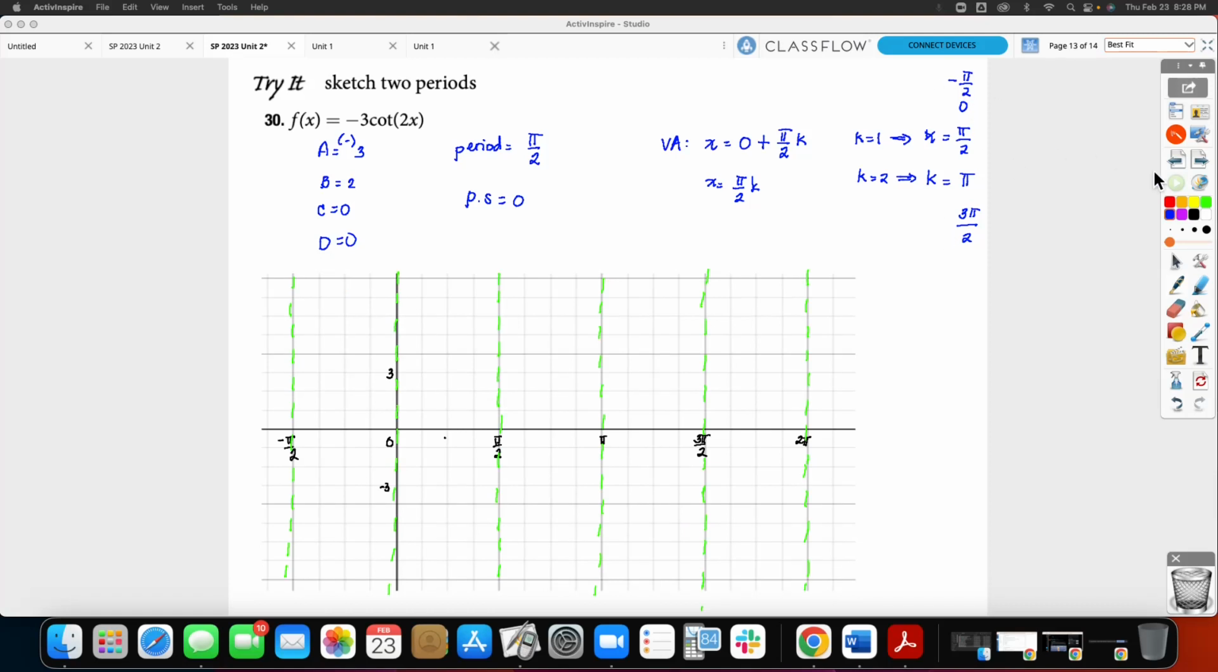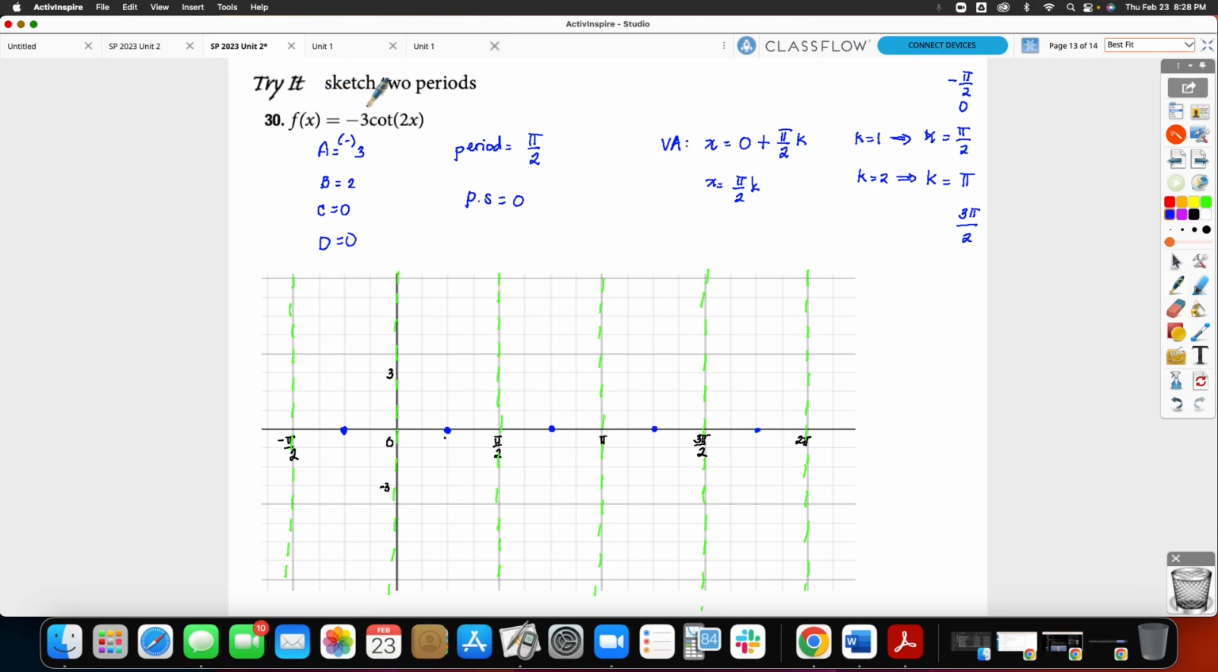So here are your asymptotes, and I have plotted the asymptotes right here: negative pi over 2, x equals 0, x equals pi over 2, pi, 3 pi over 2, and 2 pi. Let's plot the points now. There are 1, 2, 3, 4, 5 periods that we are sketching here. Midway between the two asymptotes, you have that intercept, and it's repeated in each cycle.